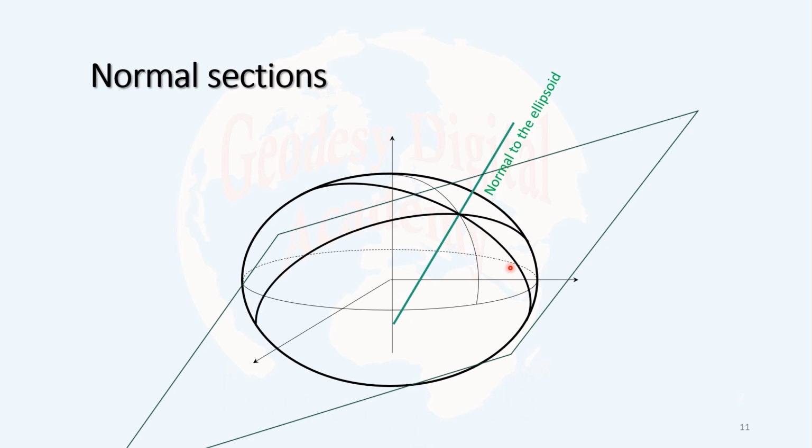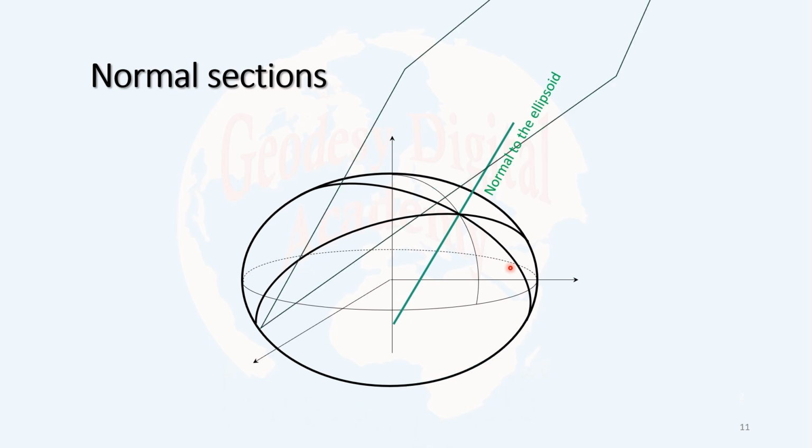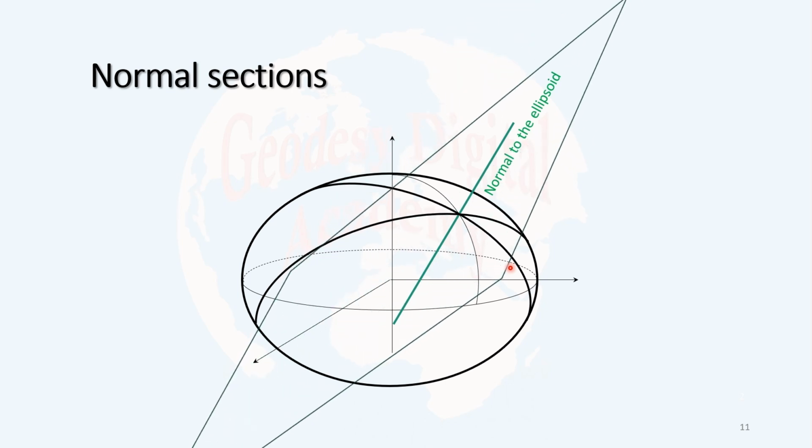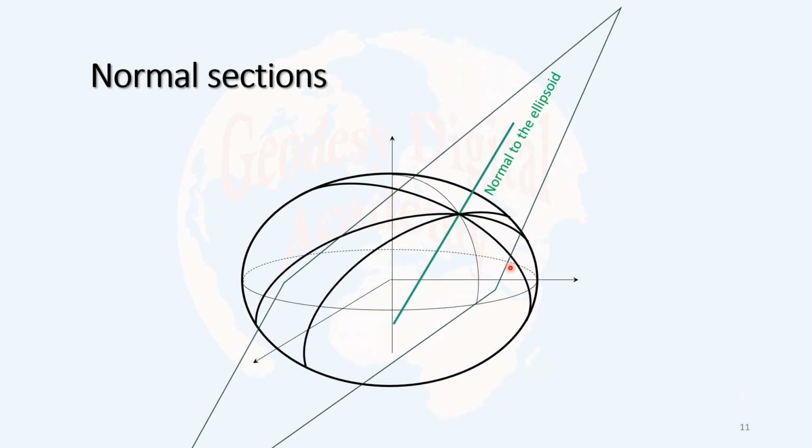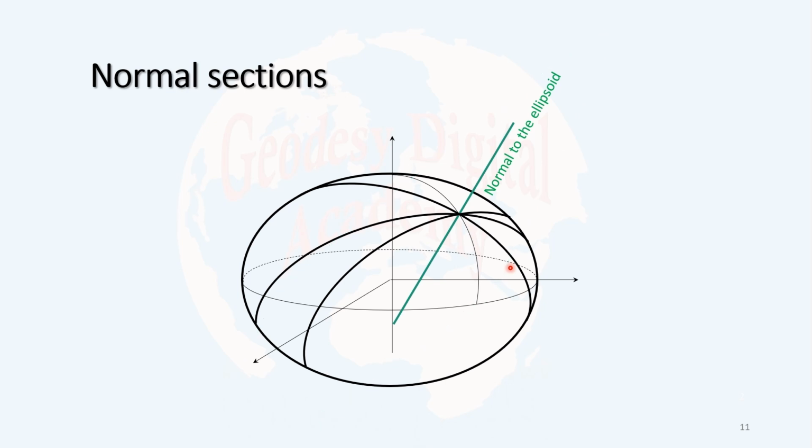And consider another plane which goes through this line and cuts the ellipsoid. As you see, we can have an infinite number of planes which contain this normal to the ellipsoid. And the normal section is in fact the intersection of this normal plane and the ellipsoid. A normal plane is a plane that contains the normal to the ellipsoid. We can have an infinite number of them.